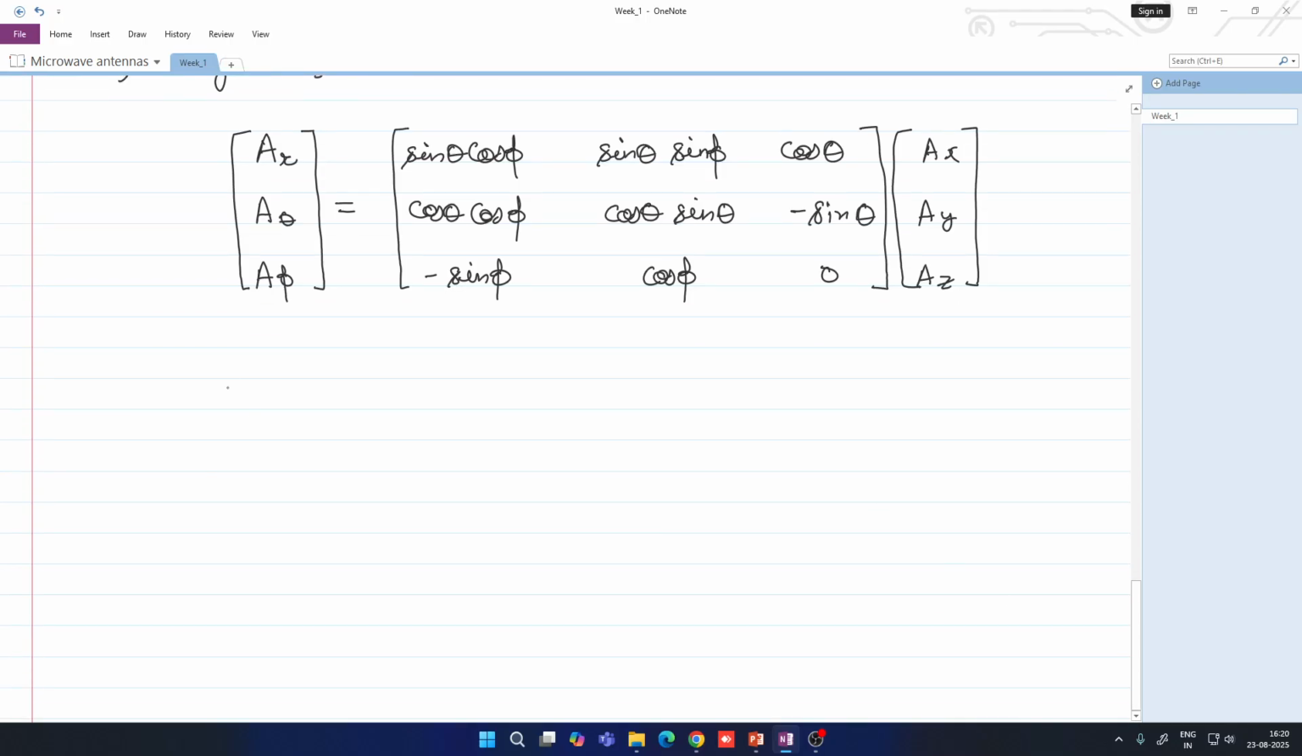So now we can easily write A r as A x sin theta cos phi, because when you multiply this, with A y and A z equal to 0, the other two components will be 0. Similarly, A theta will be A x times cos theta cos phi, since the other two are 0, and A phi will be minus A x sin phi.